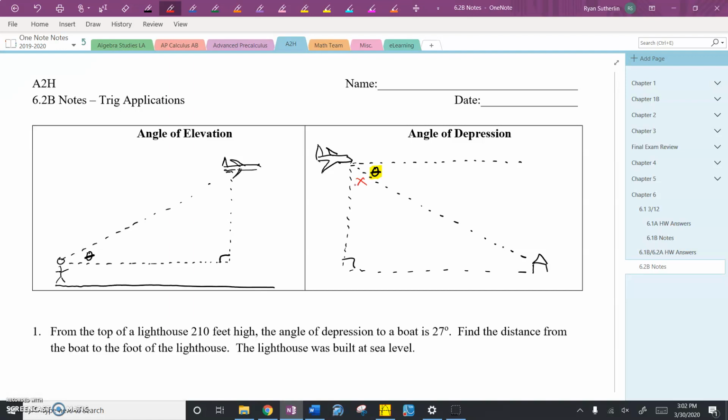Now, if you remember from parallel lines, if you think of these two lines as parallel, then these two angles here are congruent because they are alternate interior angles. So that angle we can then mark as theta as well. So in these problems, you're going to see these two words used throughout.